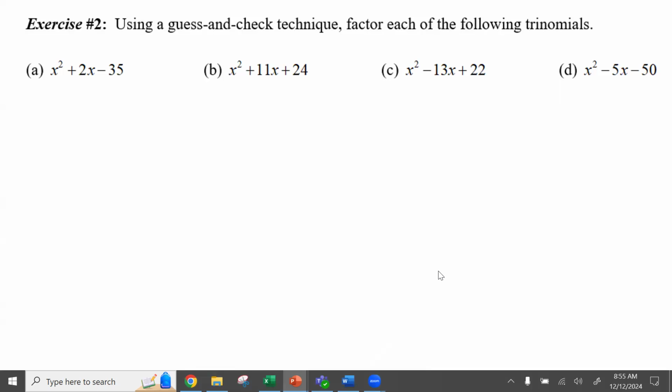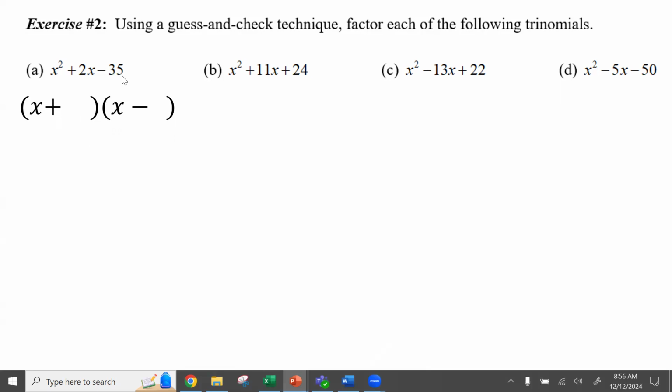Okay, here we go. So set it up. The only way to get x squared is to multiply an x times an x. The second sign being negative, I know I have a plus minus. So that's what I set up. I set up my two parentheses. I put my x because the only way to get x squared here is to multiply x times x.